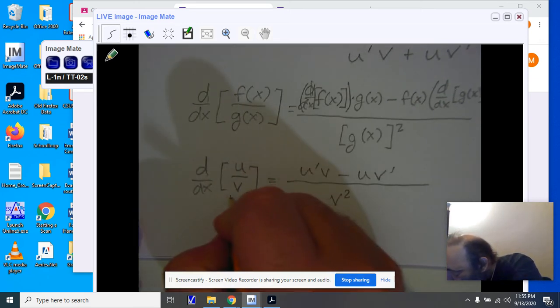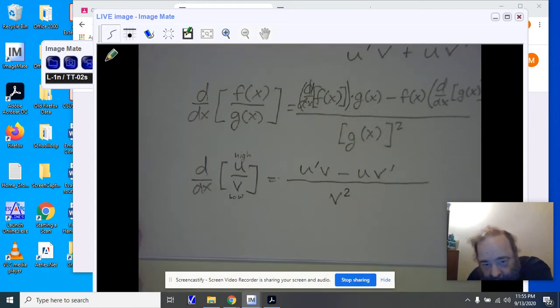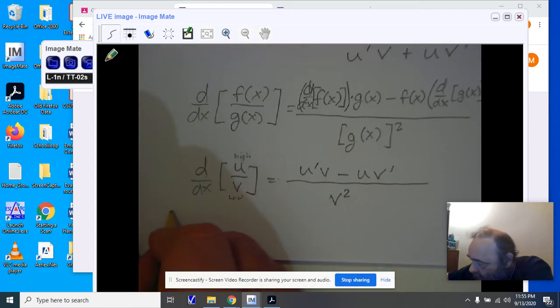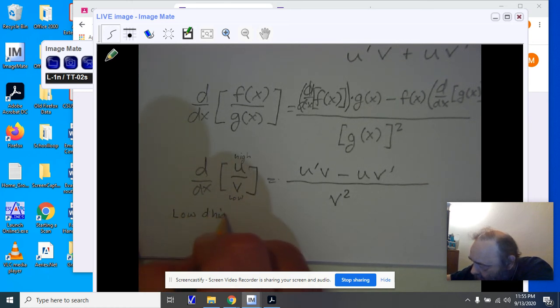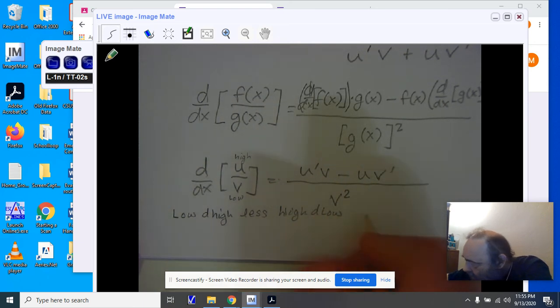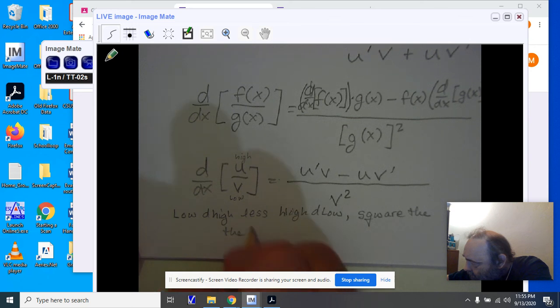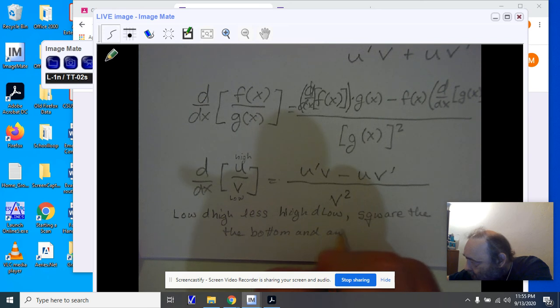This is the low part. This is the high part. Okay, keep that in mind. We're going to call this the low d high less high d low, square the bottom, and away we go. Once again, away we go.